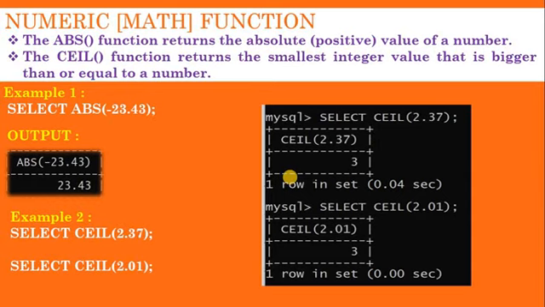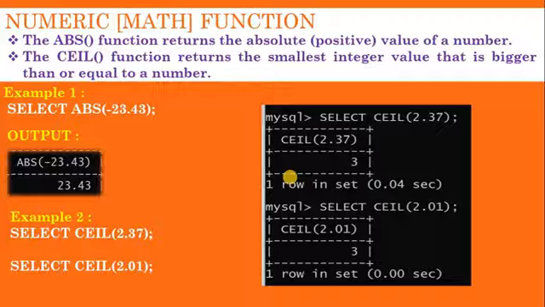The next one is the ceil function. The ceil function returns the smallest integer value that is bigger than or equal to a number. Ceil means ceiling, the upper side. It converts to the maximum integer value. For example, if we give 2.37, it rounds to 3. 2.01 also rounds to 3.